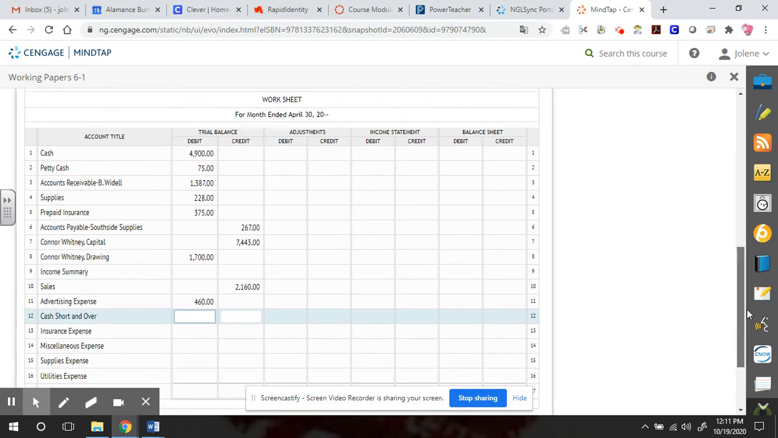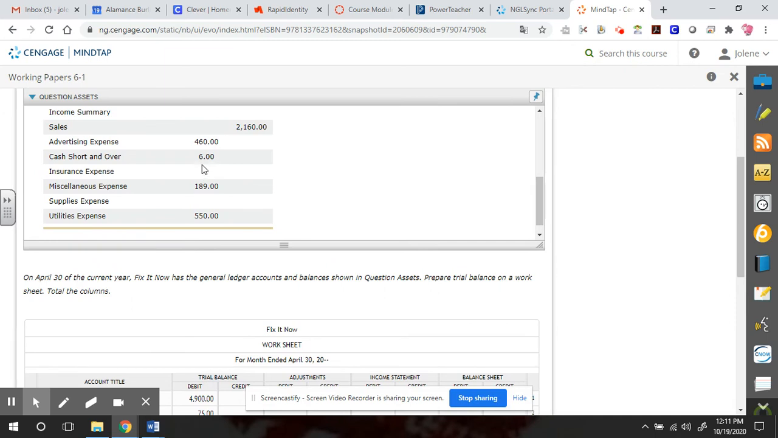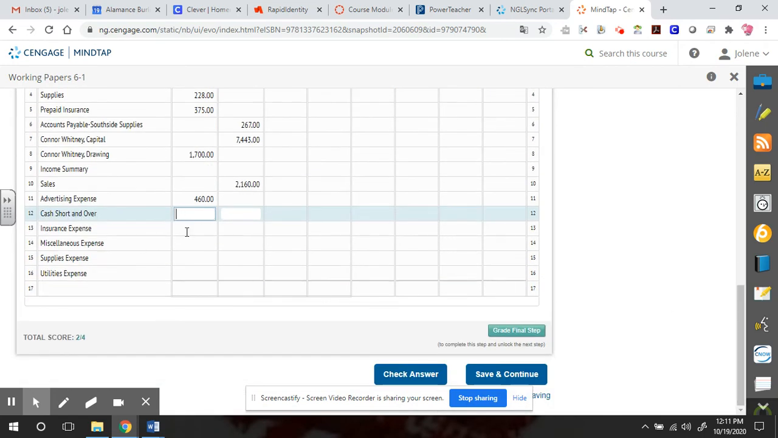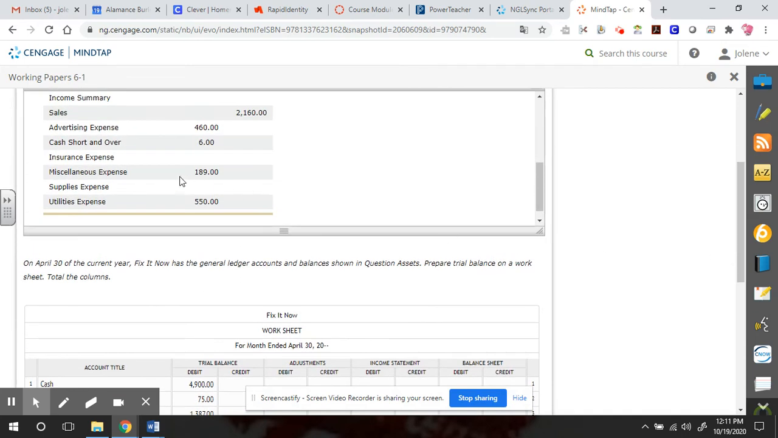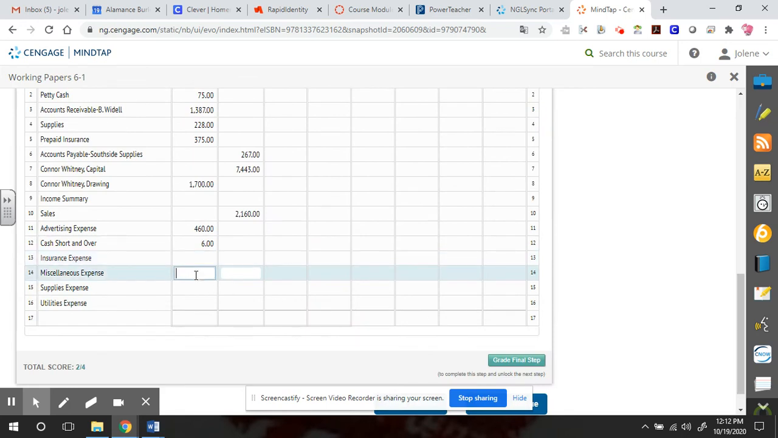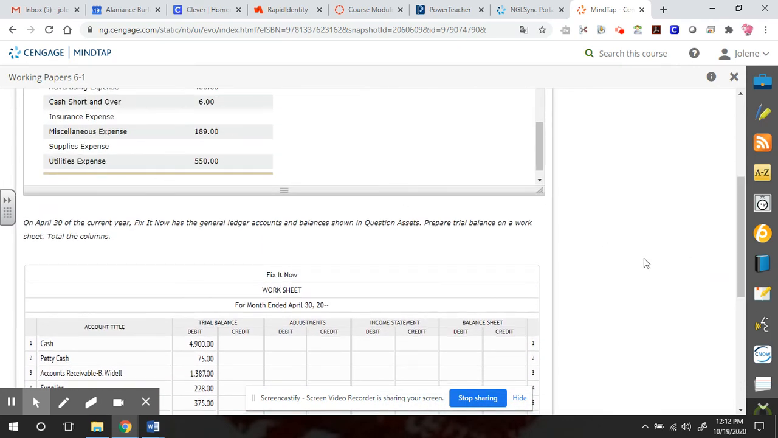This shows cash short and over as $6. This means that they had $6 more in their cash till at the end of the month, instead of balancing. Their cashiers somehow ended up being $6 over. That's all that is. We're going to put that here. Insurance expense, we don't have anything yet. Miscellaneous expense is $189. And there's no supplies expense yet. And utilities expense is $550.